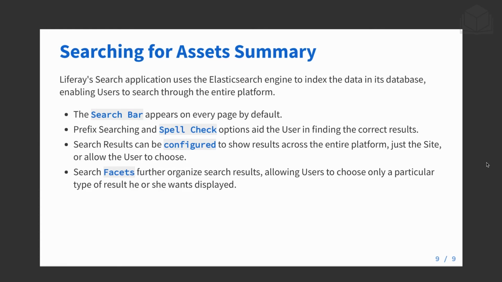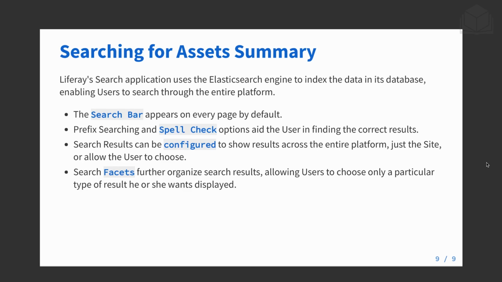All right, so let's go ahead and recap this section here. Like we mentioned, Liferay is using Elasticsearch 6.1. So this is going to be an engine that makes search much more efficient by indexing that information in Elasticsearch and sharing that information with the database. We have the search bar that's going to be at the top of our pages in a classic theme.